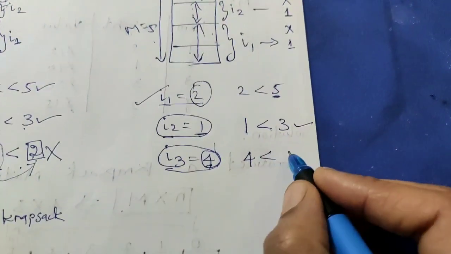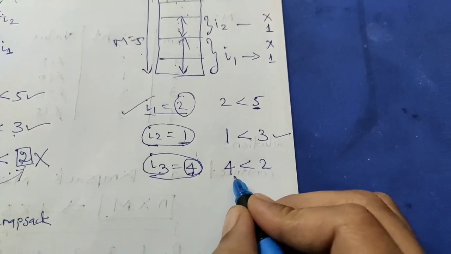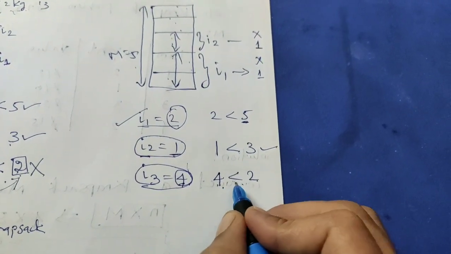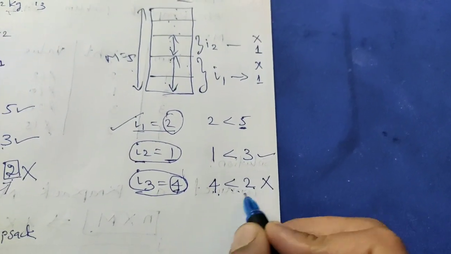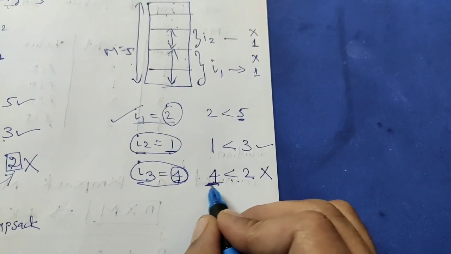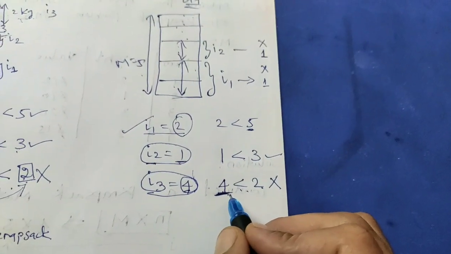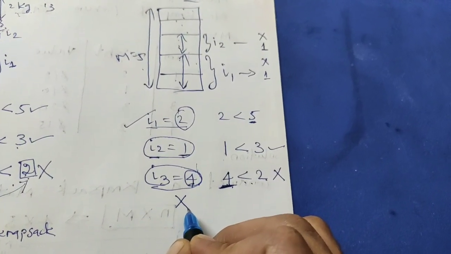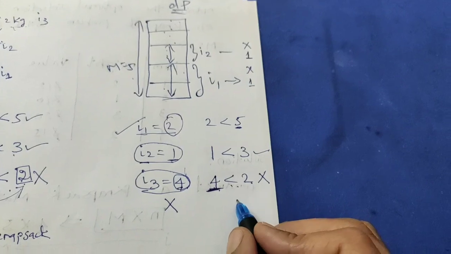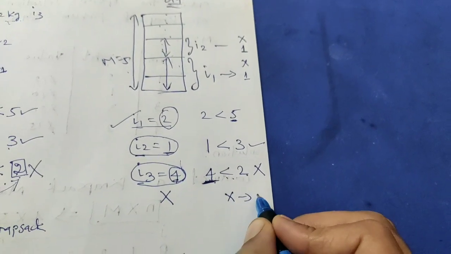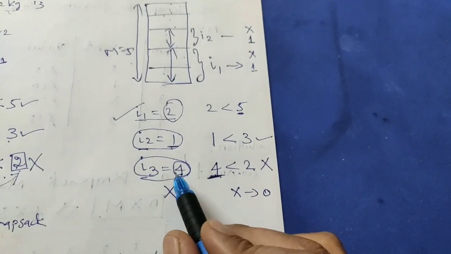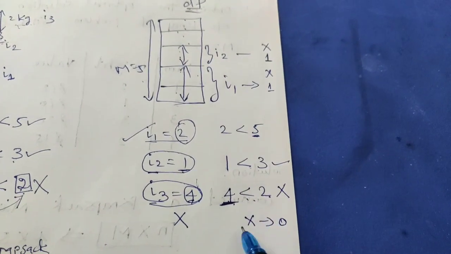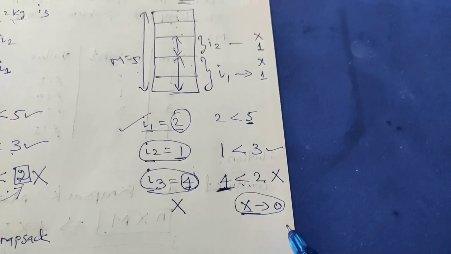Remaining capacity is 2. Is 4 less than 2? That is, 4 is not less than 2. So I cannot place item 3 with the weight 4. I will just avoid this item completely. Here the X value will be set as 0. That means item 3 cannot be included into the knapsack completely. So set the X value as 0.